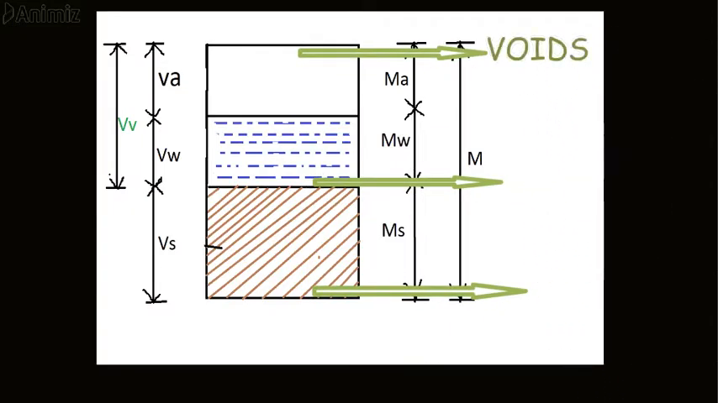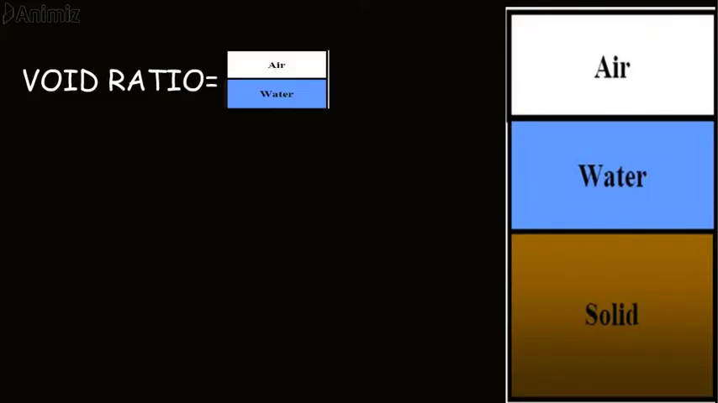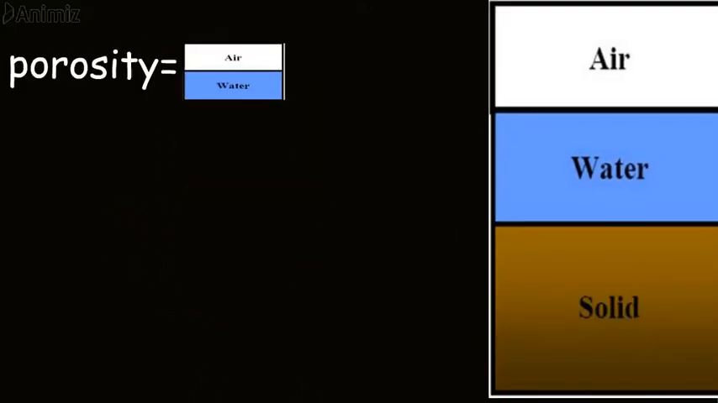In this diagram, the volume on the left side and mass on the right side are written to avoid any confusion with respect to air, void, water and solid. In the soil mass, voids, air and water are there, so it includes volume of void. The mass of the air is very small and hence it can be neglected. So the void ratio is equal to volume of the void, that is the air and the water, by volume of the solid. And porosity is defined as the volume of the air and the water divided by the total volume.